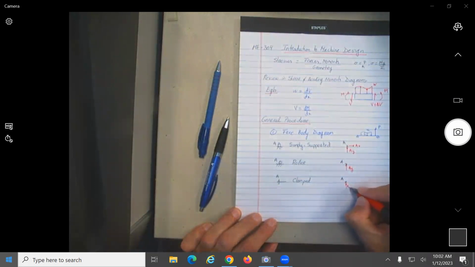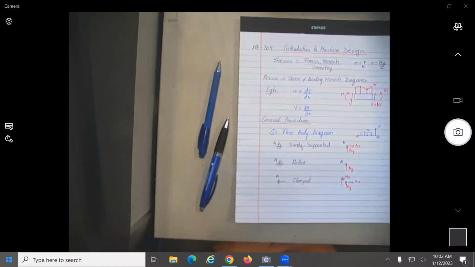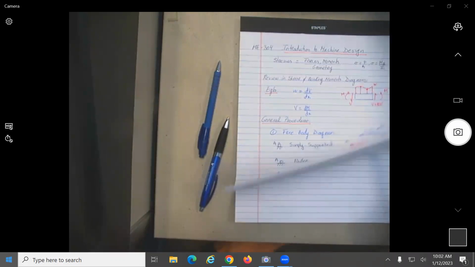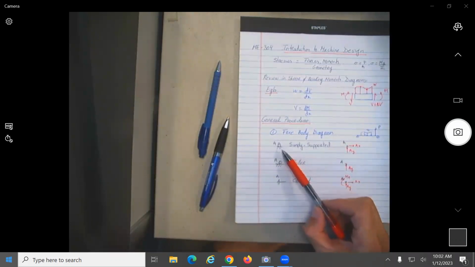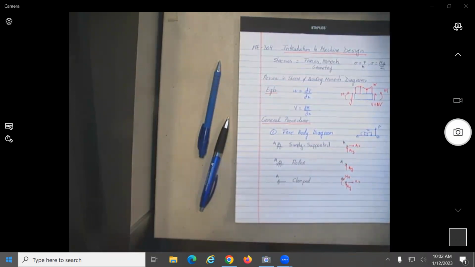You need to replace it by a Y, by the reaction AX, AY, and a reacting moment. I mean, all this stuff is not that complicated. Just think for 1 second. If you have this and you apply a force, is this going to rotate when it's pinned?